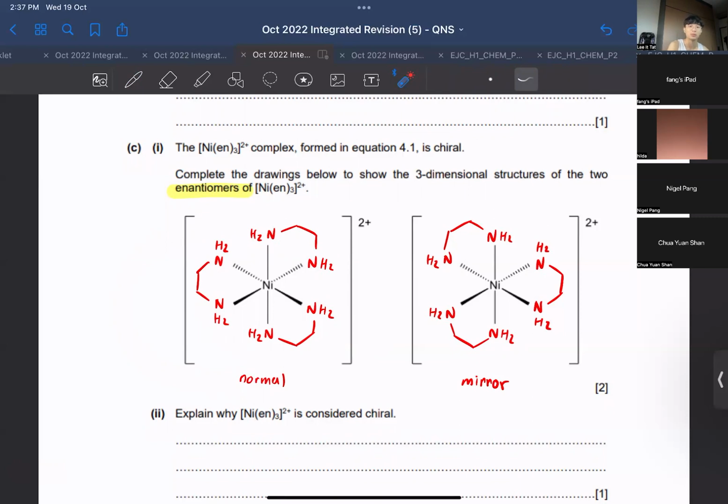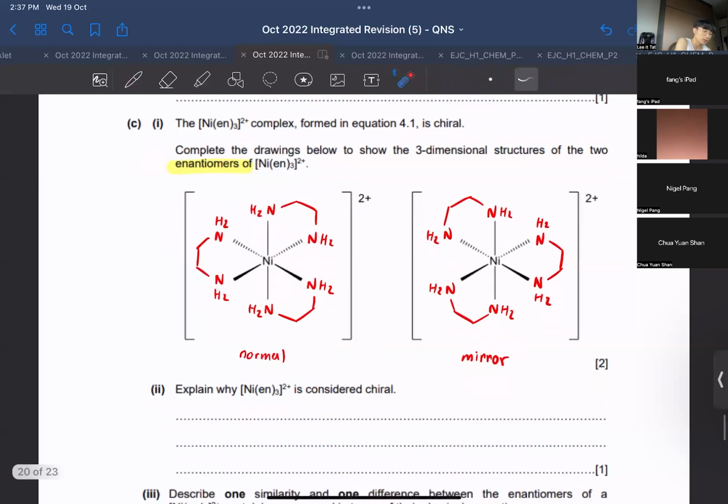So it's actually possible for this to be an enantiomer, because in the second part of this question, they're asking why it is chiral. And all you need to do here is fall back on your fundamental definition of an enantiomer. Two things. The number 1 thing is this complex here has a non-superimposable mirror image. The mirror image is not superimposable on the normal image.